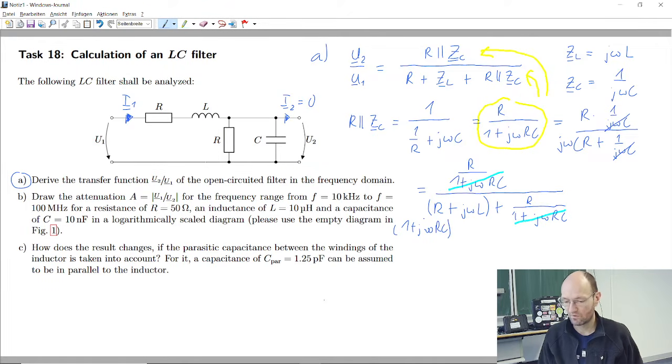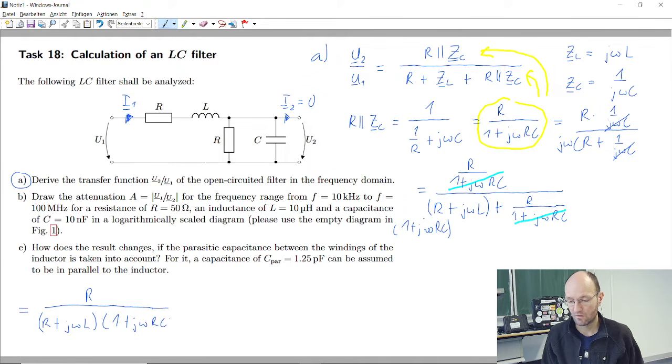So do I have enough space to write? No, probably I will continue here. So we have R in the numerator, and then we get R plus j omega L multiplied with 1 plus j omega RC plus R. Okay, it's maybe getting nicer.